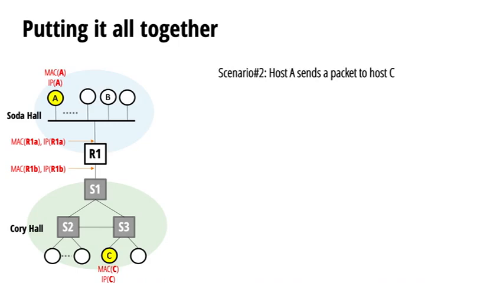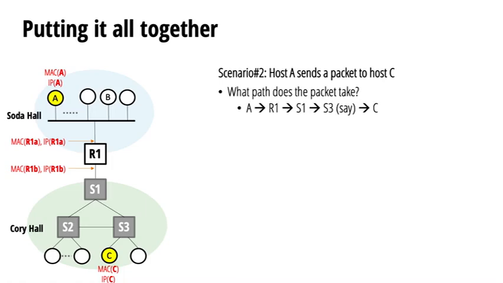Okay? So first, what path does the packet take? And let's say, we're going to make up a spanning tree. Let's say that the path is going from A to R1 to S1, S3, and C. Okay, that's our path. So now let's talk about what the packets look like at each step. Can you think about what the L2 and L3 source and destination will look like on a packet when it is arriving at R1? So that means along this link.